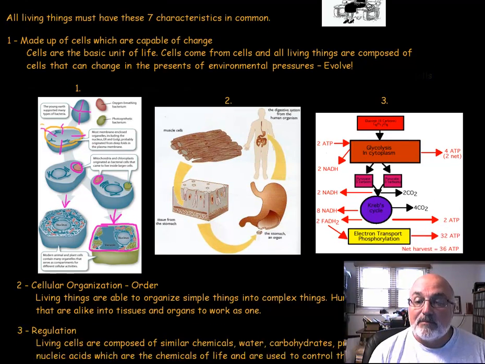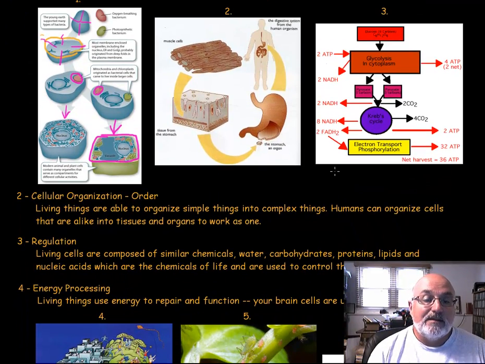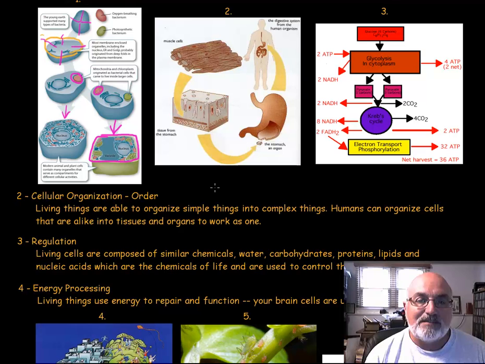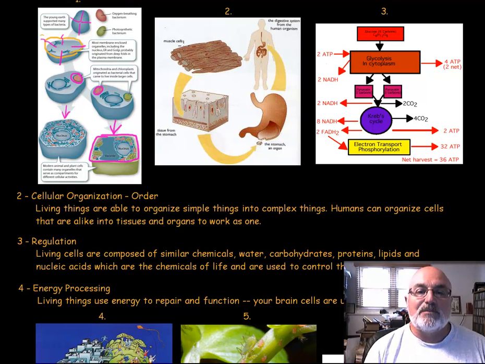Second thing is cellular organization, or order. Living things are able to organize simple things into complex things. Life's ability to pull things in and organize is a very important consideration in terms of life. You're going to be able to do that as long as you increase your energy supply and stay alive. The second you die, the material that is you starts to pull apart. It goes back into the state of chaos, which is what the universe tries to do. Life tries to pull things together. The universe tries to pull them apart.